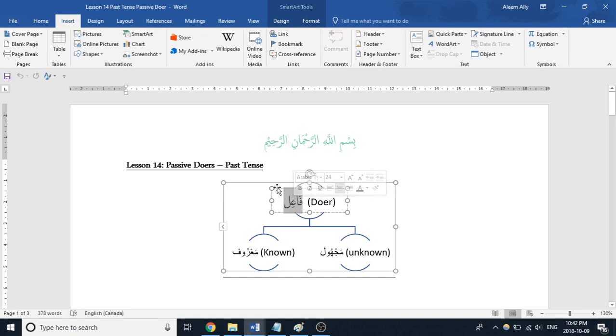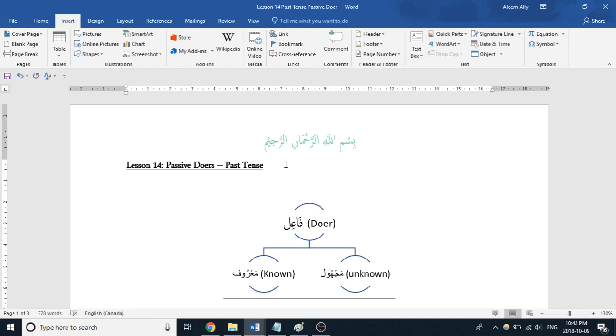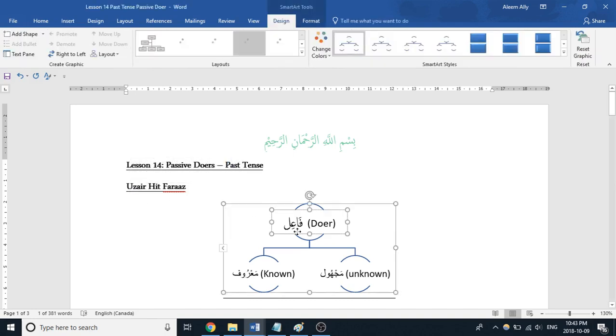So an example of this in English would be: Uzair hit Faraz. Uzair would be our doer because he's doing the action of hitting. Hit would be the verb, and then Faraz would be the one receiving that hit. He'd be the maf'ul. Maf'ul is usually represented by being in a state of nasb, while the doer is usually represented by being in a state of rafa. If you go back to that word chart, you'd see it right there under nasb and rafa.